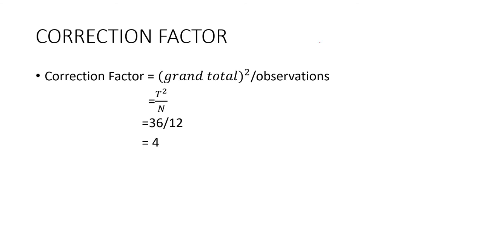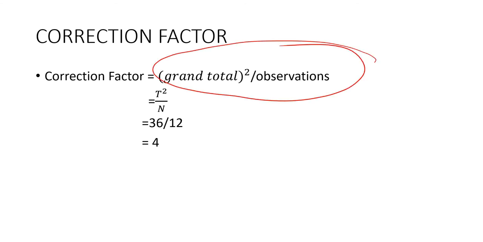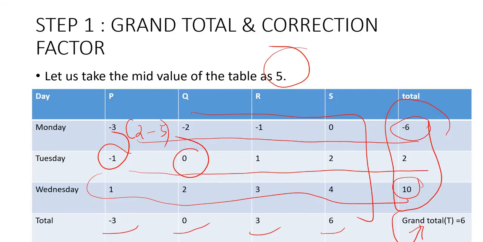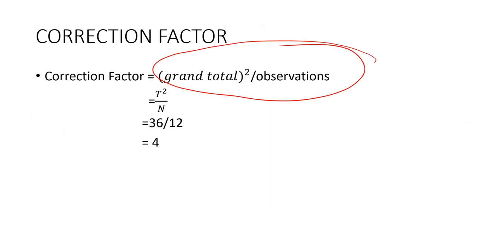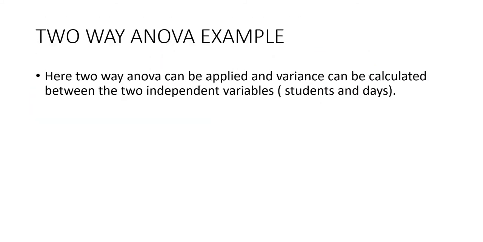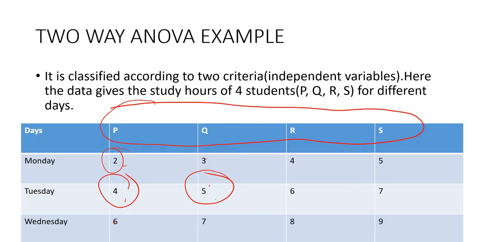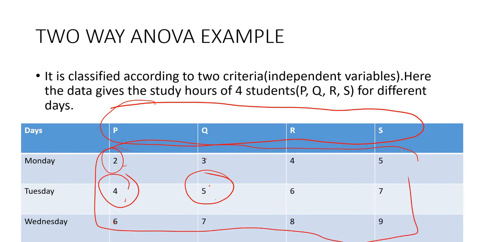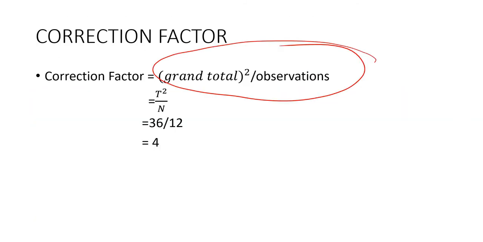This is the grand total squared, the whole divided by the number of observations. What is the grand total here? 6. 6 squared is 36. What is the number of observations here? In the table, you can see 4 into 3, 12 observations in total. You can multiply rows into columns, you will get the total observations. So we have taken it as 12, and the correction factor is 3.